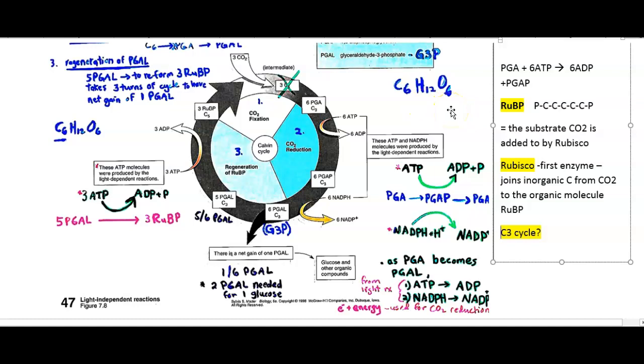Step number 1, carbon dioxide fixation. Rubisco joins or fixes the carbon dioxide and the RUBP together. And that makes PGA. 6 PGAs, each having 3 carbons.